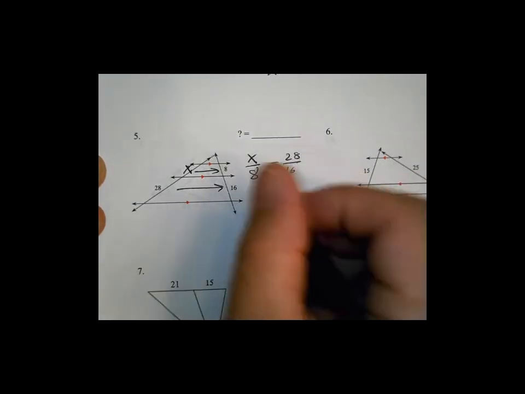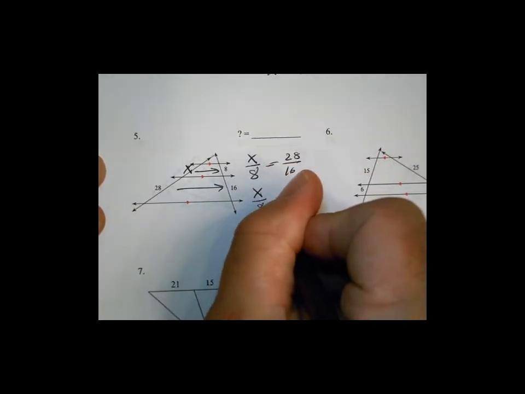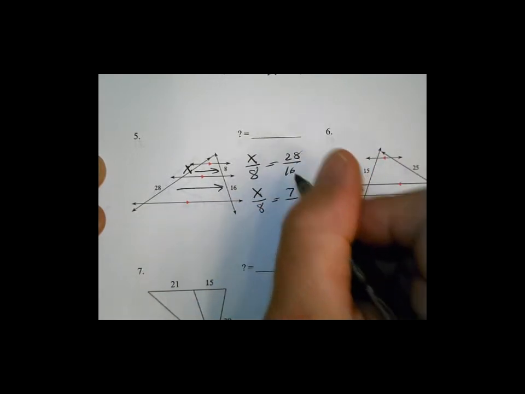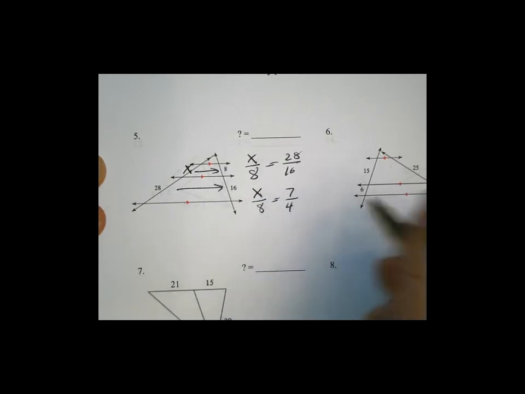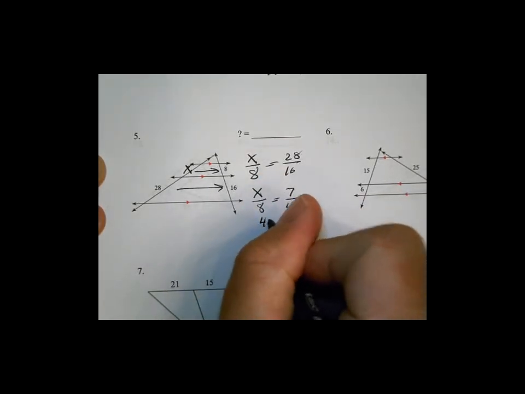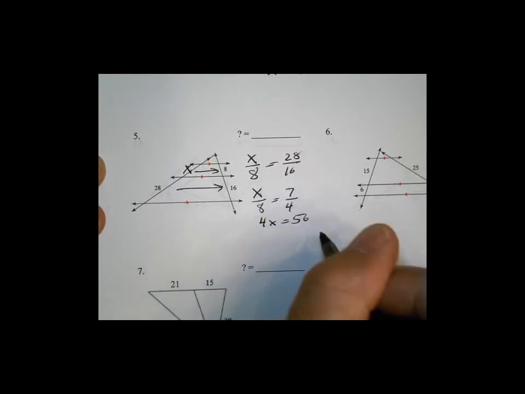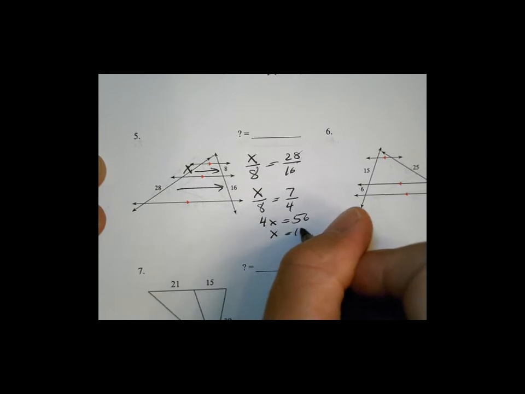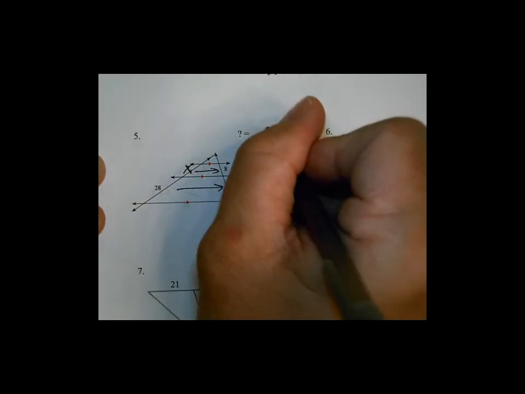Now to make it a little easier for us, we can reduce. Let's see, x over 8 equals 4 goes into 28 7 times, and 4 goes into 16 4 times. So now when we cross multiply, we get 4x equals 56. Divide both sides by 4, we get x equals 14. All right, number 7.